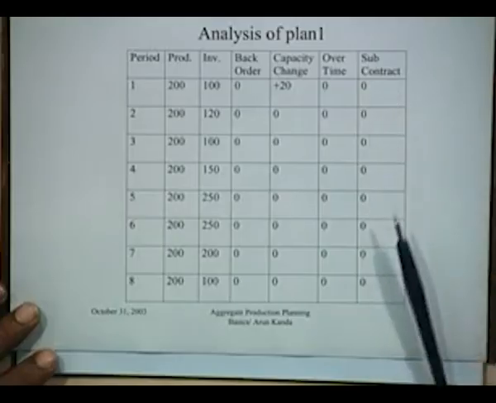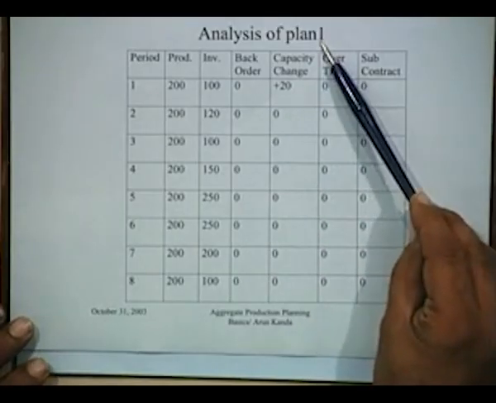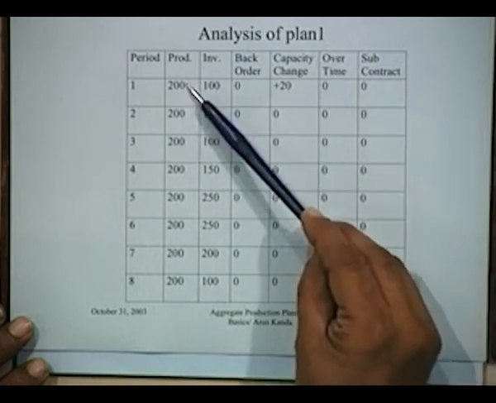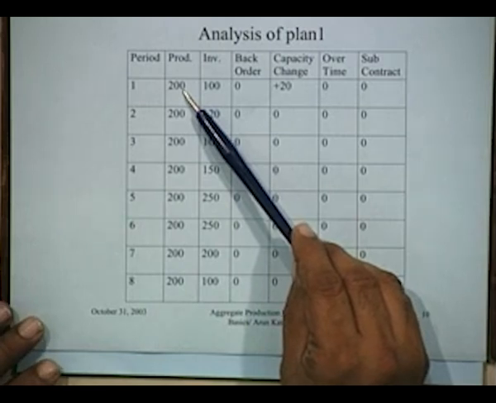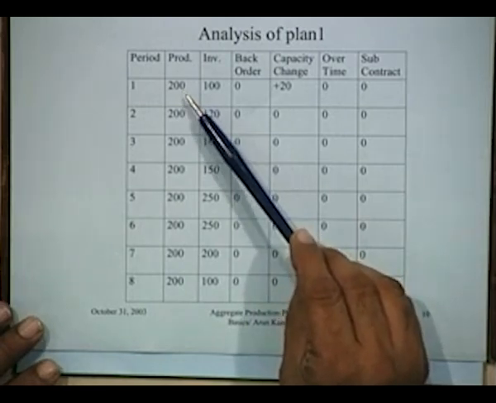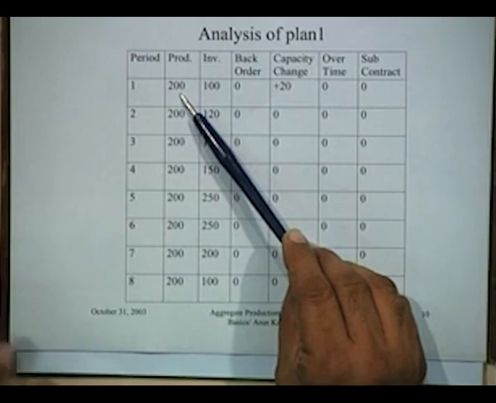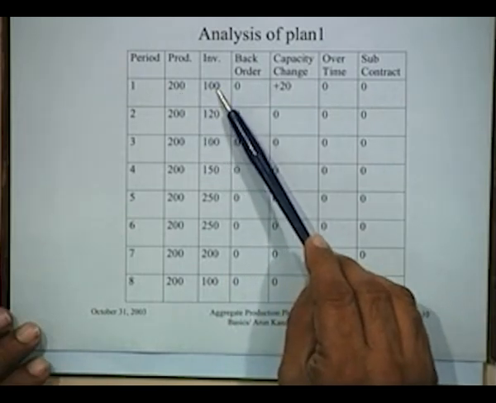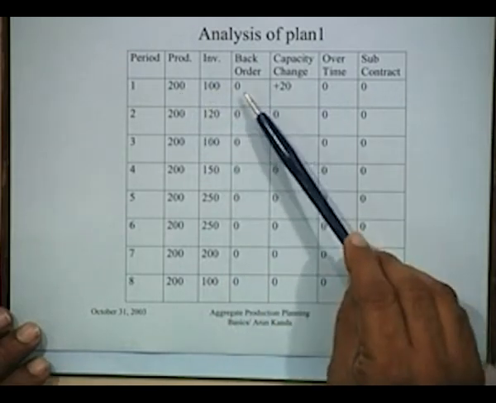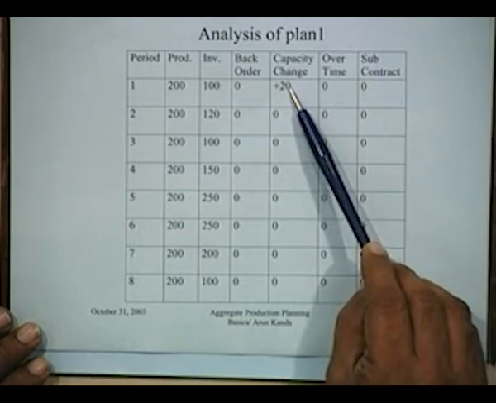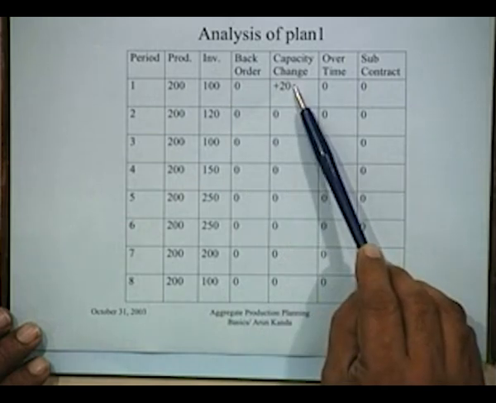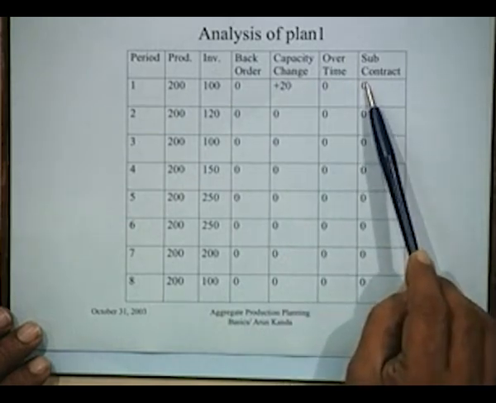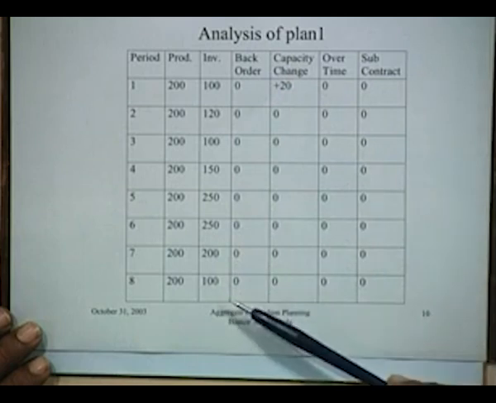Evaluation is generally done in a convenient tabular form like this. We are talking about plan 1, which is constant production. So, production is constant in all the periods, and because of the varying demand... So, if you produce 100, the demand was 100. So, the inventory at the end of this period is going to be 100, right, and the back order is 0, and the capacity change is plus 20. Assuming that the capacity was set for something else, the capacity changes so much, the overtime is 0 and the subcontracting is also 0, and you compile this table.